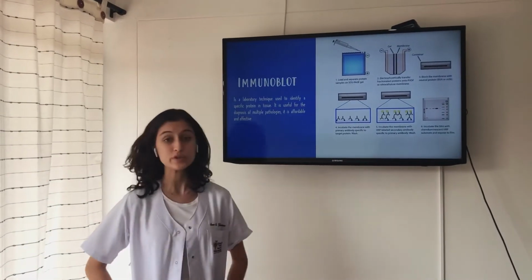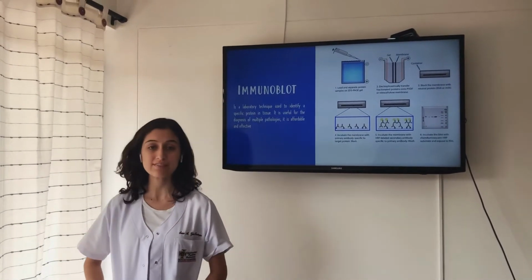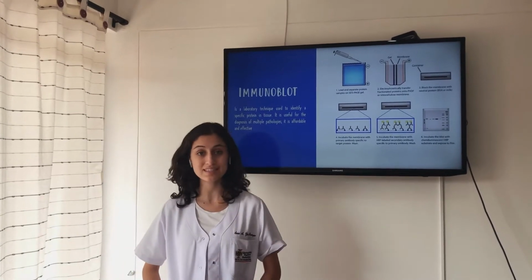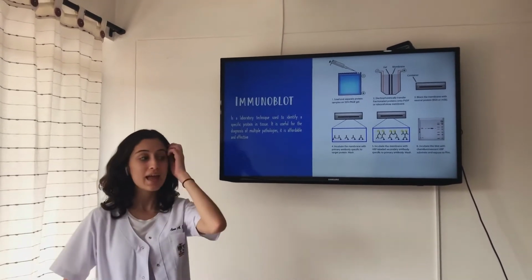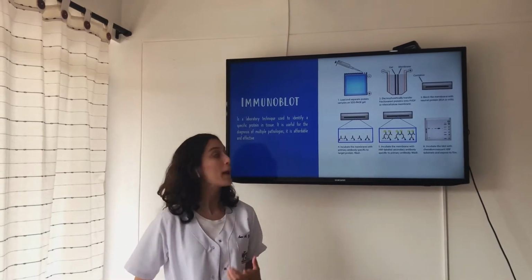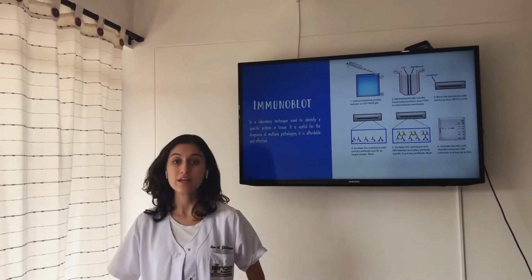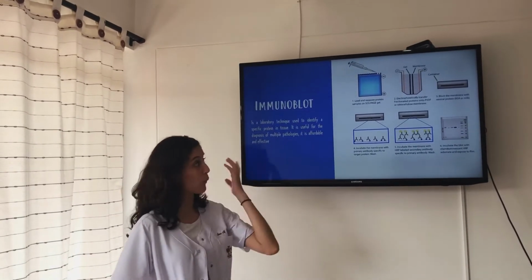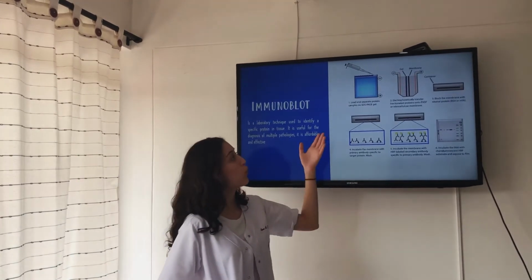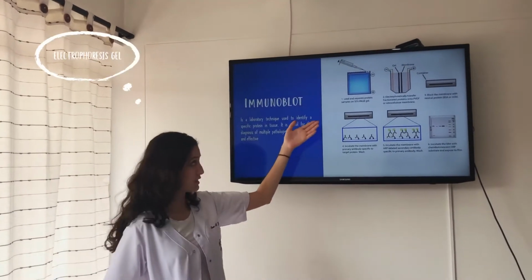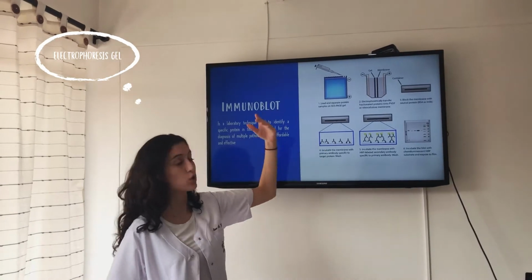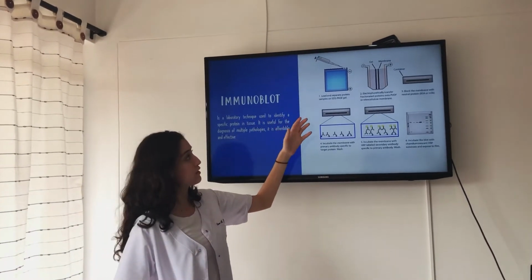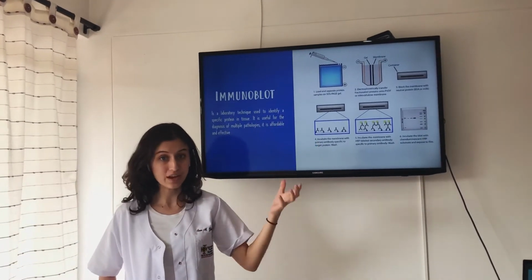Immunoblot is a laboratory technique used to identify specific proteins present in a tissue or in a cell. It is useful for diagnosis because it is affordable and effective. So, what is the process? First, we put the proteins in an electrophoresis cell charged negative, and they're going to be separated by their sizes.